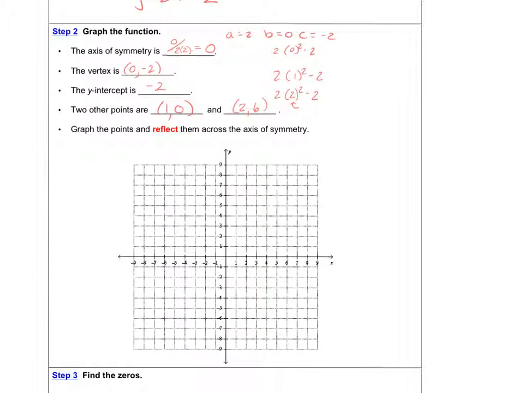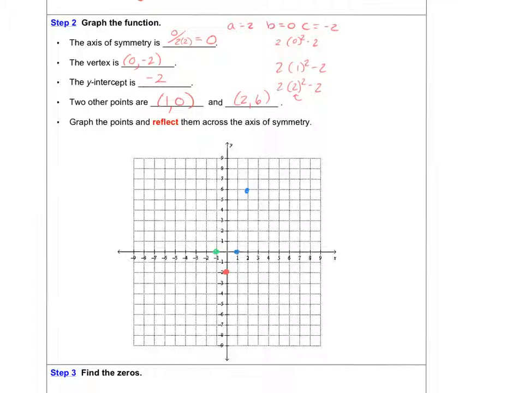So when I graph this, I have my vertex, which is at (0, negative 2). I have a y-intercept also of negative 2. And my other 2 points are (1, 0) and (2, 6). And remember, we can reflect that across. So from the axis of symmetry, I can go up 1 to the right 1, so I go up 1 to the left 1 to reflect. And same thing for the other. We go up 8 and then over 2, so I'm going to go up 8 and to the left 2. And now I can graph my parabola based on that.